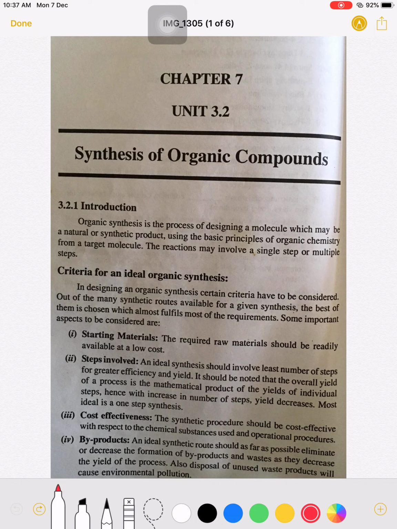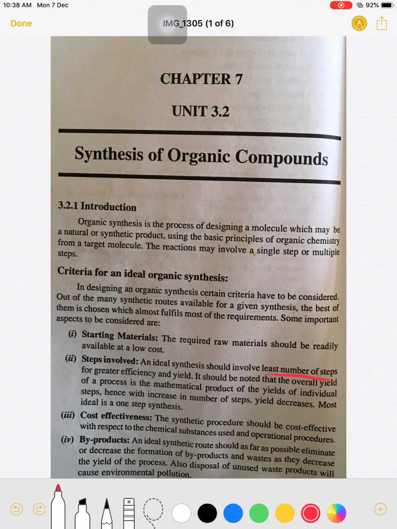So what are the steps which are involved in this case? An ideal synthesis involves the least number of steps for greater efficiency and yield. So we require a lesser number of steps for greater efficiency and yield. If a number of steps are involved in a synthesis, then we cannot achieve the required yield for that compound. It should be noted that the overall yield of a process is the mathematical product of the yield of individual steps. Hence, with increase in number of steps, yield decreases.